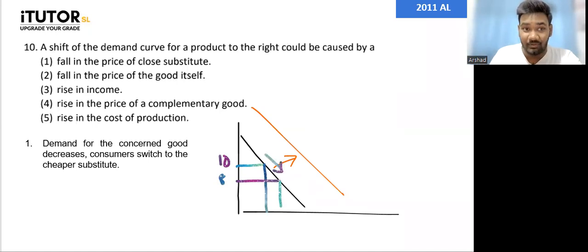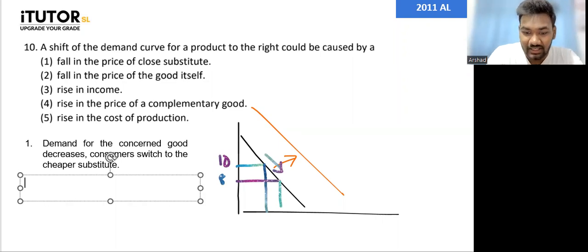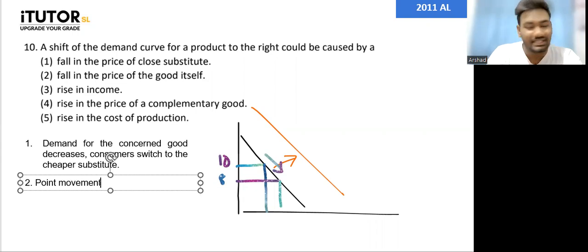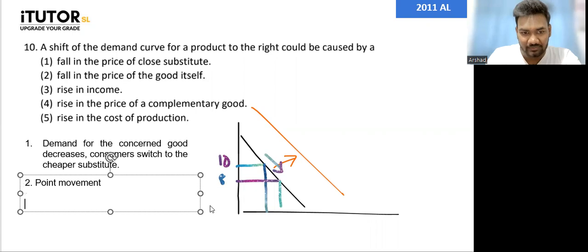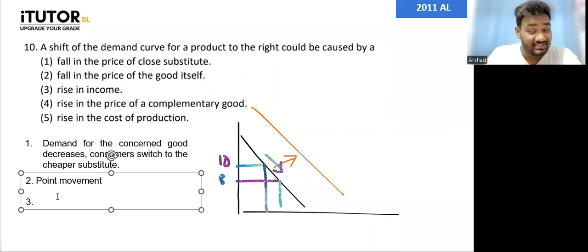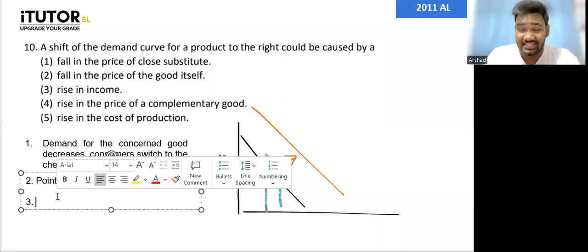So for question 2, it will be a point movement, but the curve will not shift. That is clear. Then can you tell me for the third one? A rise in income. Let's say consumers' income rises. What happens now? Will the demand increase? Let's say earlier you were earning 50,000. Now Ranil came into power and gave you an increase in your salary. You're getting 100,000. Will demand increase?